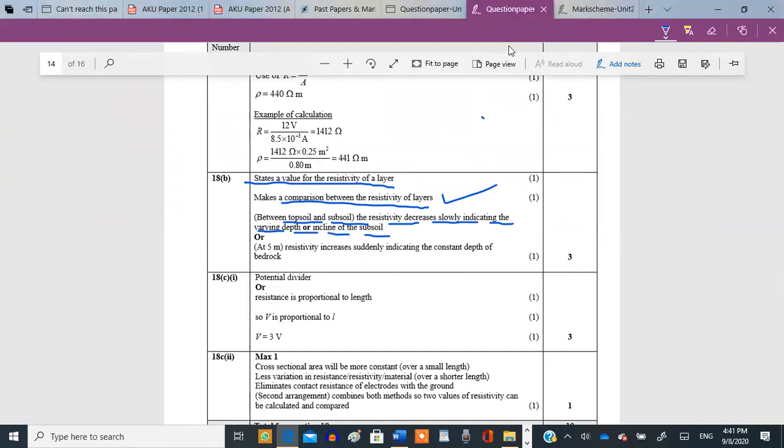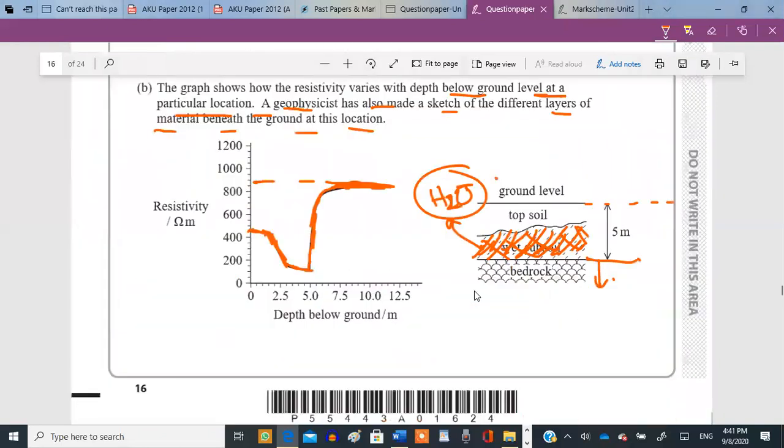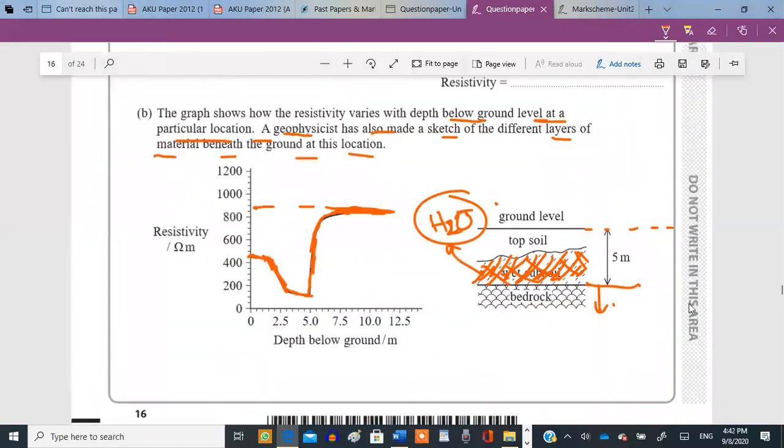Let's see the constant depth. Immediately after the 5-meter, it increases rapidly. So it indicates the constant depth because anywhere over here the resistivity will be the same. So that's why it rises sharply and gets a great value. Okay, so we did say that it increases sharply, but we didn't say that that's because of the constant depth of the bedrock.